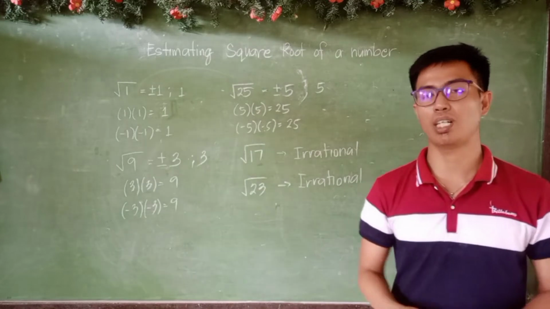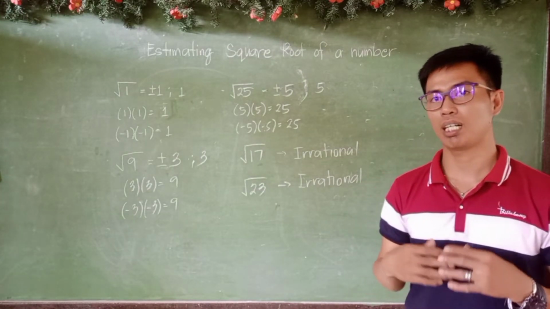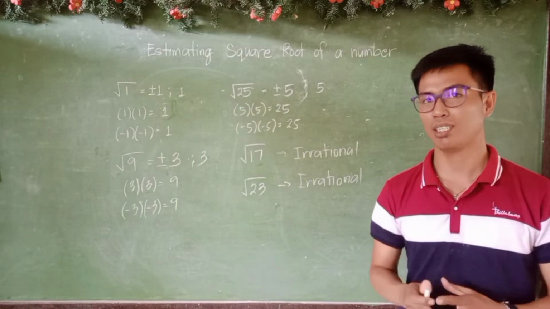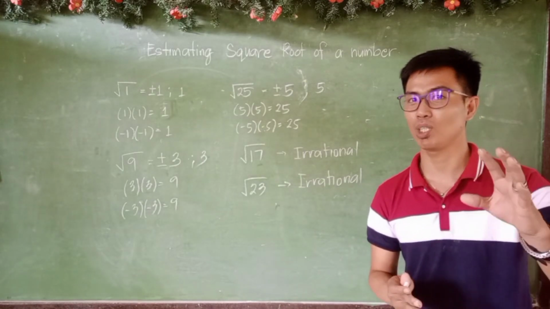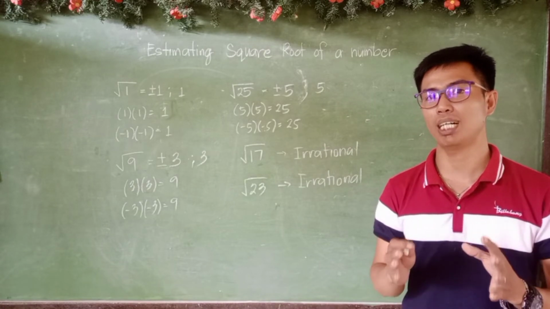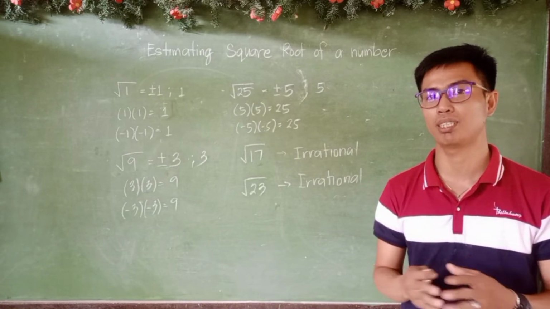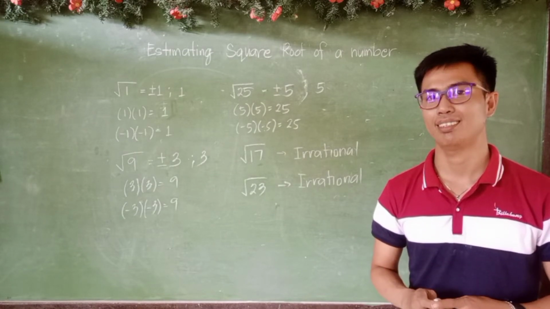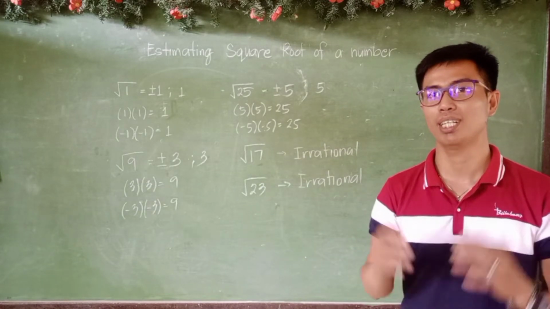So, yan po yun. Ang mga non-perfect square number, ang kanilang principal root ay irrational number. Baka lang po lumabas sa inyong module, eto na po yun. Kapag po ang given is not a perfect square number, their principal root is irrational. So that is the square root of a number.